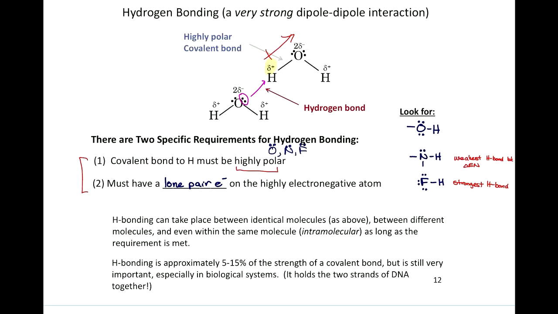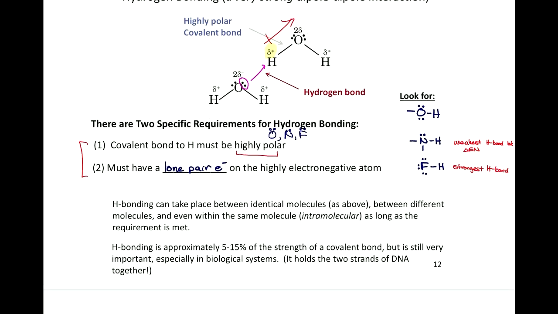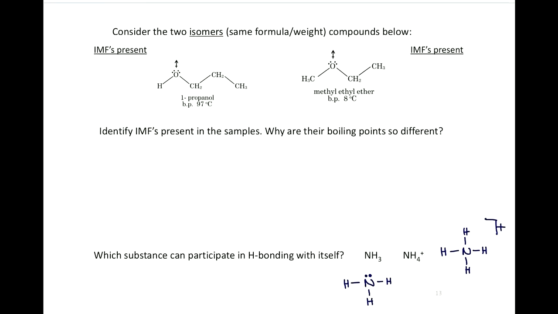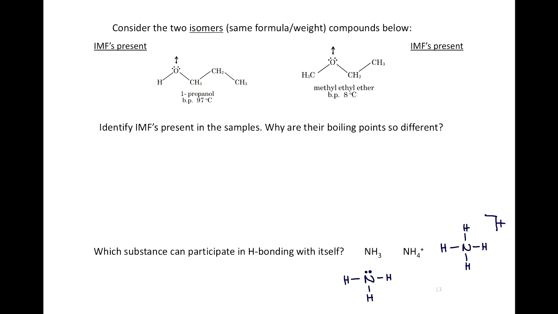So that's hydrogen bonding. The criteria to look for is hydrogen attached to oxygen, nitrogen, or fluorine. For the most part, for biological systems, it's going to be hydrogen attached to oxygen or nitrogen. That's going to be the main one, right? And so let's look at an example. Here we have 2 isomers, propanol and methyl ether. We have 2 different boiling point temperatures, for propanol and ether.